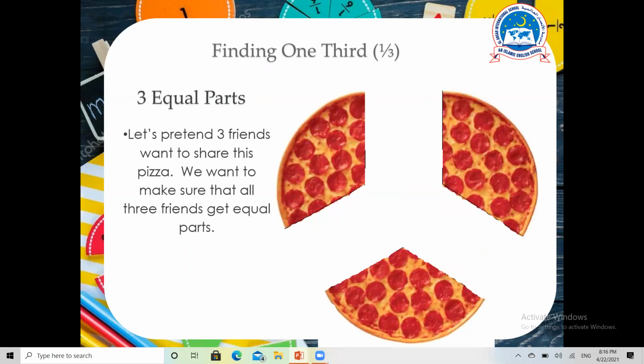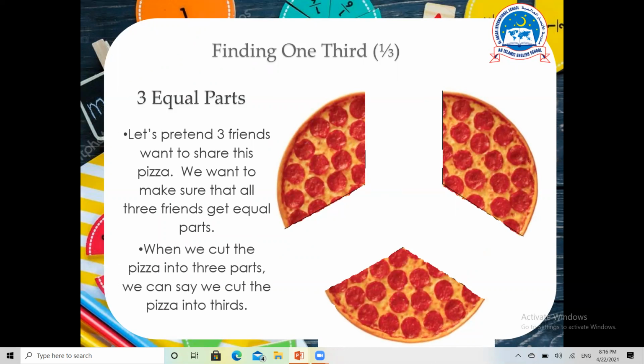Now, we cut it into 3 parts, right? 1, 2, 3. So now I cut the pizza into 3 parts. When we cut the pizza into 3 parts, we can say we cut the pizza into thirds, okay? We cut it into thirds. 1, 2, 3. We have 3 parts, so we cut it into thirds.